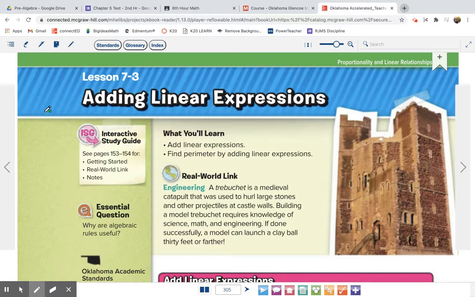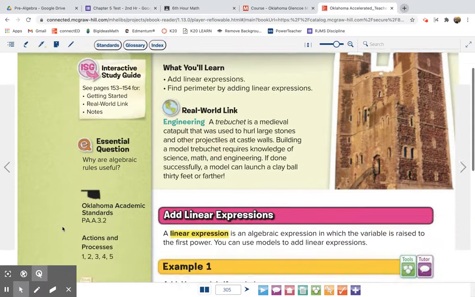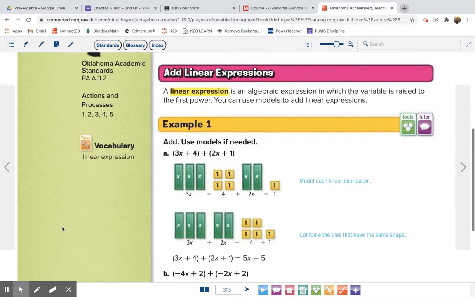Okay, this is lesson 7-3, adding linear expressions. You can write that down at the top of your notes. So this tells us that a linear expression is an algebraic expression, so that's what we've been doing the last few days, where the variable is raised to the first power. So all that means, don't be confused, it just means we'll have like just an x or a 3x or a 2y. We won't have anything that's like x squared or x to the third power.